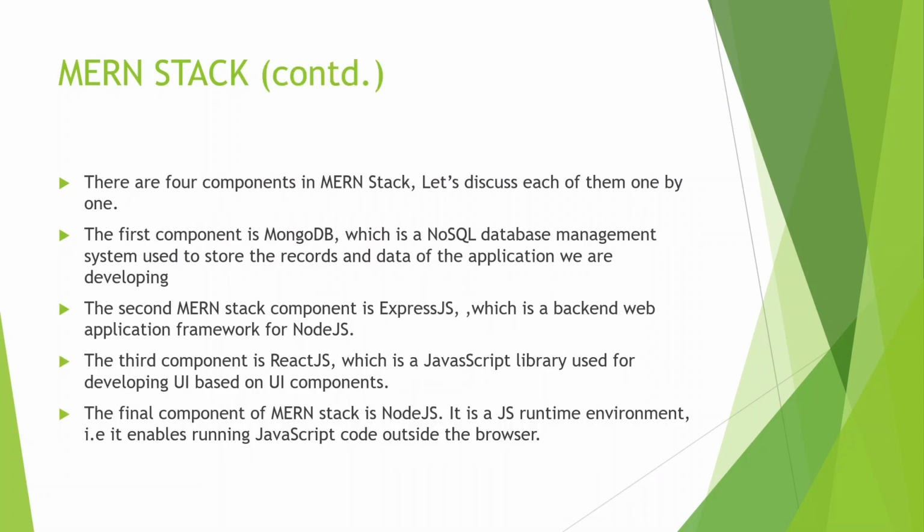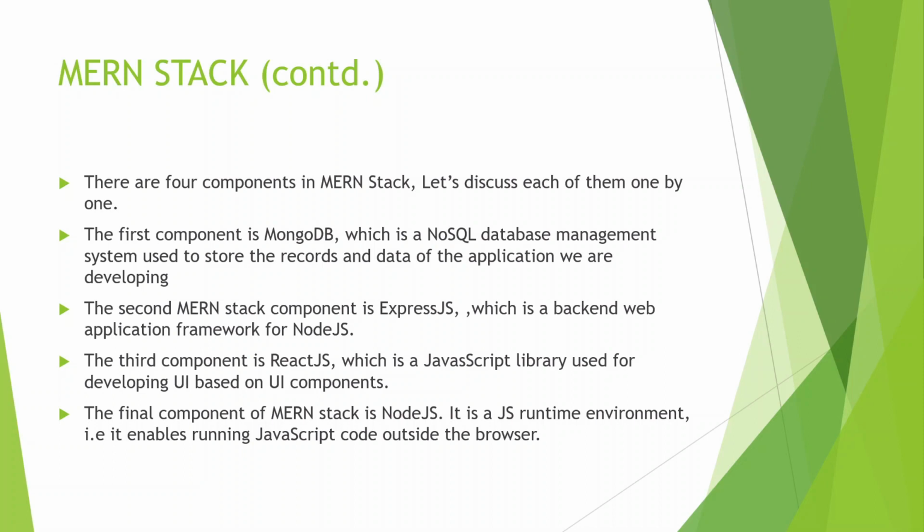As mentioned in the previous slide, we know that it is made up of four components, but it is necessary to go into detail in order to understand what each component is used for. The first component is MongoDB, which is a NoSQL database management system used to store the records and data of the application we are developing.